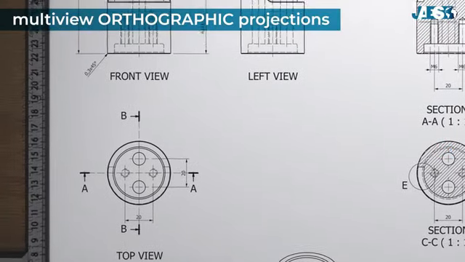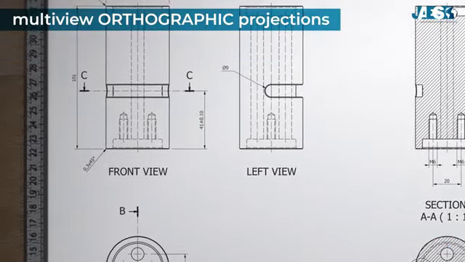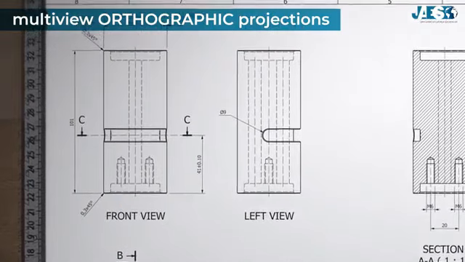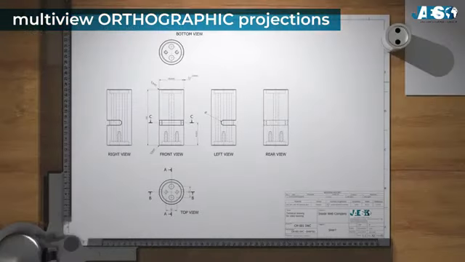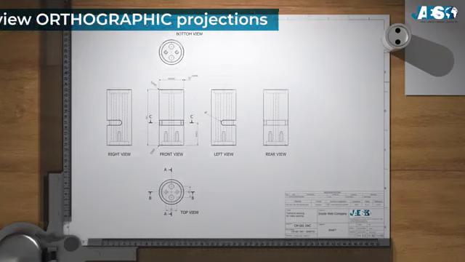Then we have the multi-view orthographic projections. To understand the shape of this object, we need three of them. In essence, there are up to 6 two-dimensional images representing perpendicular views of the object.